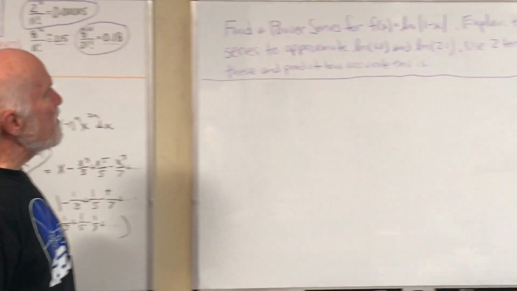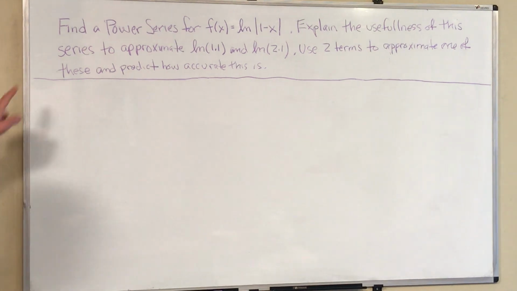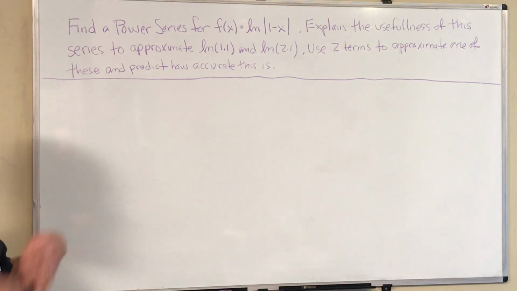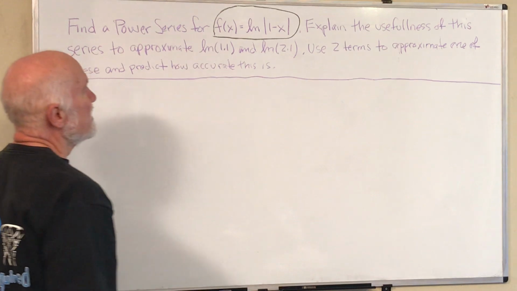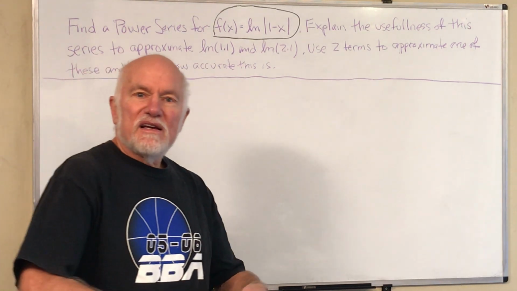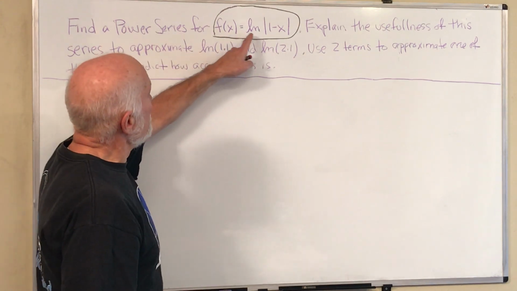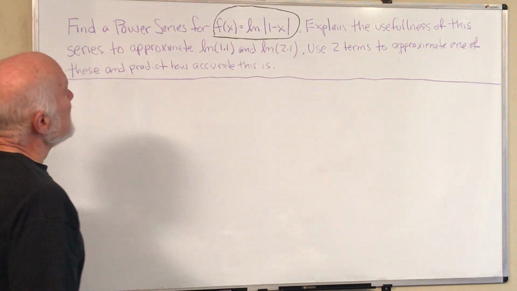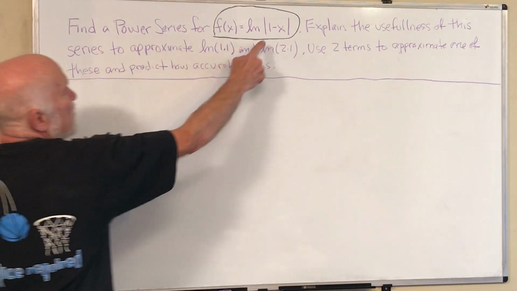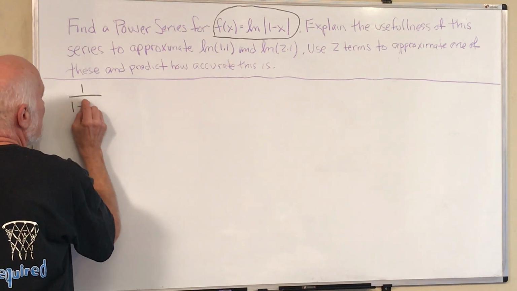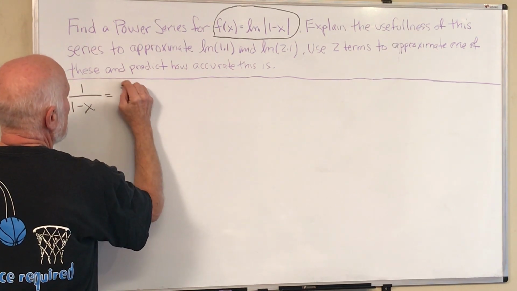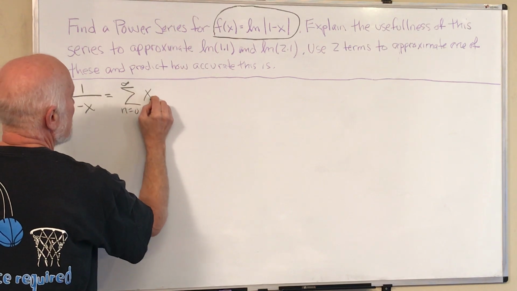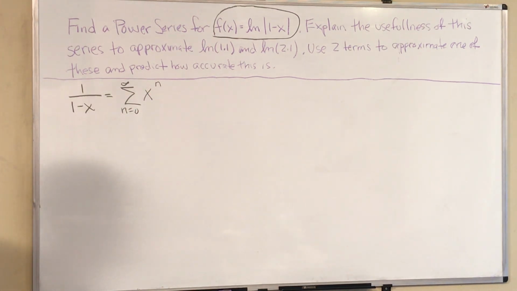Okay, so let's try one more problem using power series. This time, though, instead of starting with something, I'm saying, let's see if we can find a power series for this function. Well, we have no way of going from a function to a power series. So I thought maybe I saw that 1 minus x, and I said maybe we can start the same way. 1 over 1 minus x is that. And how do I get the natural log from this?